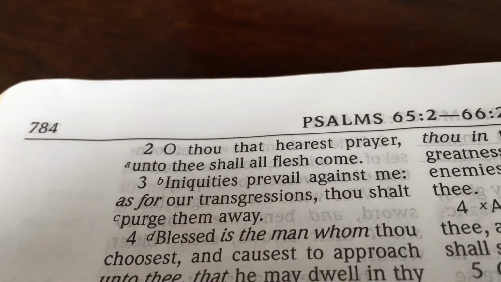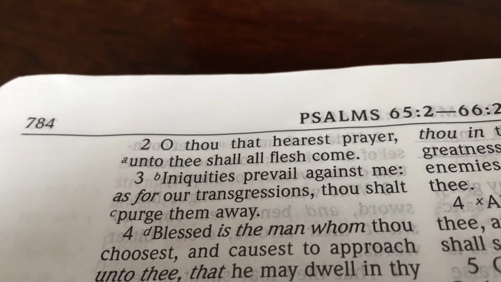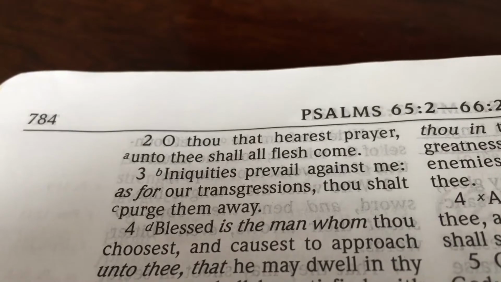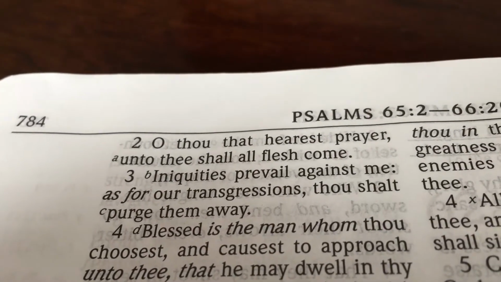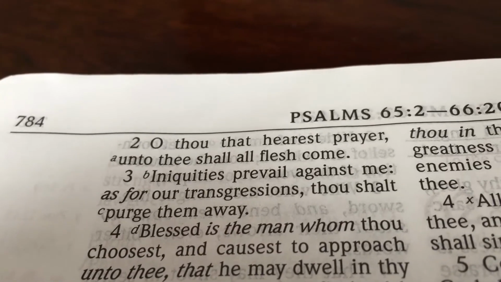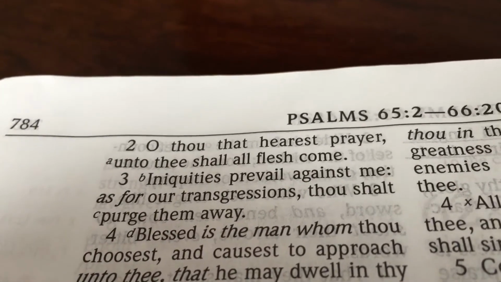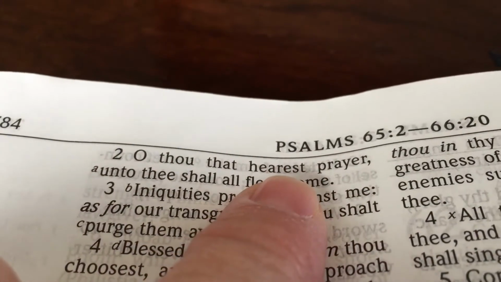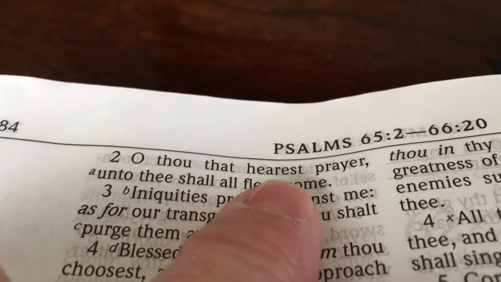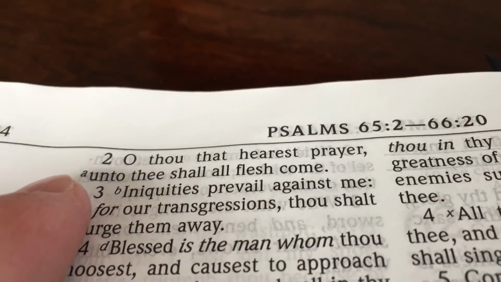"O thou that hearest prayer, unto thee shall all flesh come." So he's talking to God. So when you're talking to somebody, "Thou singest, thou hearest, thou prayest." So even if you didn't know the "thou," just looking at the "est," you would know he's talking to somebody. So that's important. So what about the "eth"?